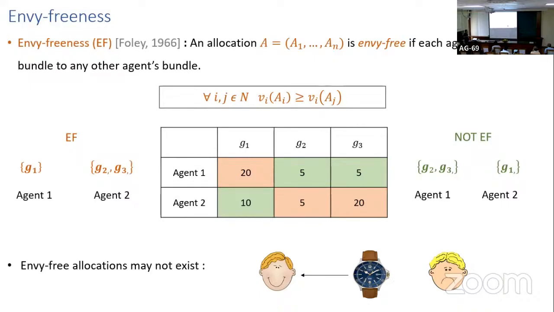Envy-free allocations may not always exist, even if you have a single item and two agents who value it positively. So this motivates us to look at its relaxations.